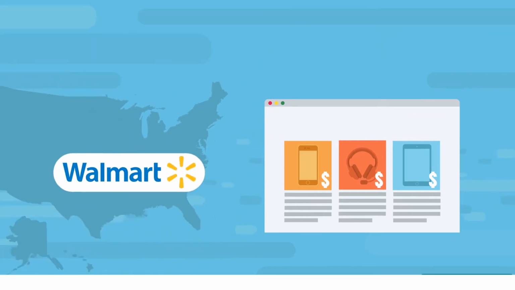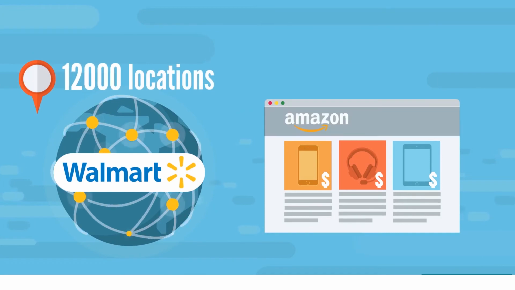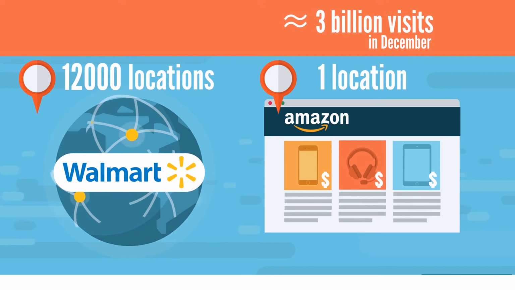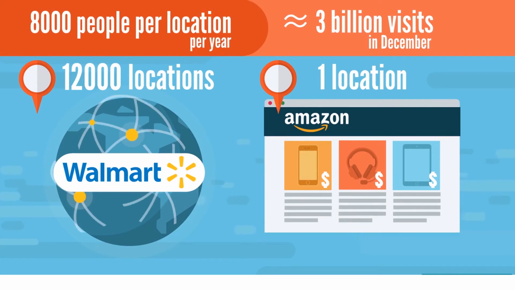For instance, Walmart has about 12,000 locations, while Amazon has 1. Of course, Amazon has been opening physical stores, but is far from 12,000 locations. Because, at the end of the day, almost all Amazon customers are concentrated at Amazon.com. A typical December for Amazon is equivalent to 3 billion visits of the website. On the other hand, a single Walmart location serves approximately 1/12,000th, or 0.008% of all Walmart customers. According to self-reported data, that's about 8,000 people per location per year.